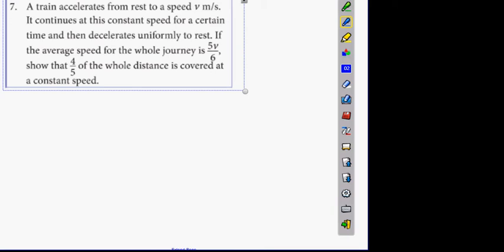Any idea why I do that? One object, three different phases of motion. So what you have here is your acceleration phase, your constant velocity phase, and then your deceleration phase. Now, if I was to break this up into 3 distances, distance x, distance y, and distance z, and let's call the entire distance d. Total distance is d.